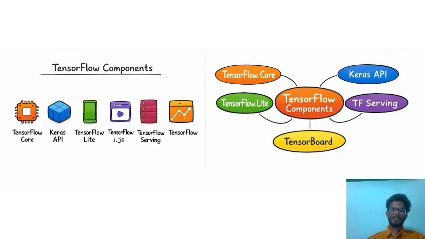This is the basic diagram of TensorFlow components. It contains the TensorFlow Keras API, TensorFlow Lite, TensorFlow.js, TensorFlow Serving, and then TensorFlow. These are the major components that we are discussing in TensorFlow. And it is the life cycle of TensorFlow components, as we have already discussed the basic definitions. These are the major important components used in TensorFlow in full-stack development.